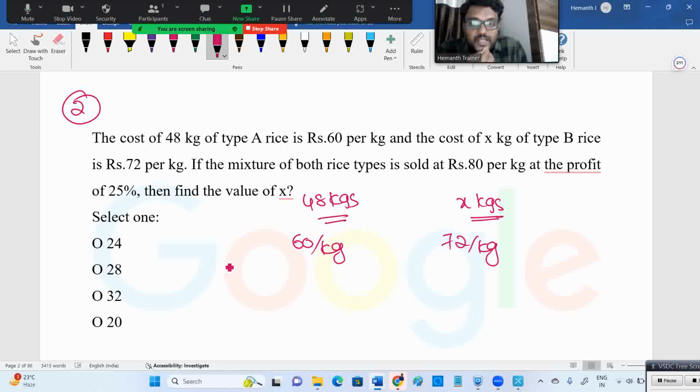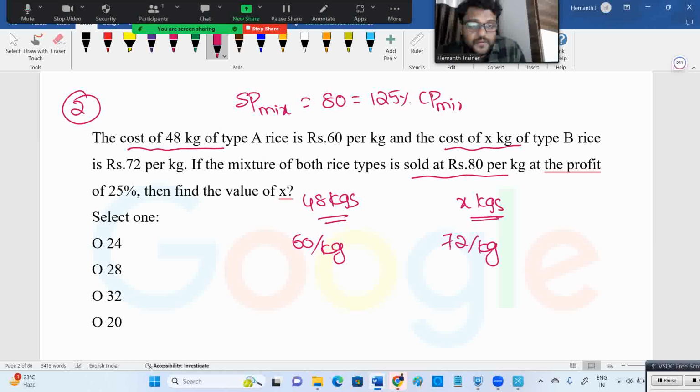But listen, these two are cost prices, but this is a selling price. They gave the selling price. We need to obtain the cost price. Selling price of the mixture is 80. See, for the first one, type A cost price is given, type B cost price is given. The mixed one's selling price is given. It's your job to convert it into cost price. Selling price is 80. Because of 25% profit, we have to write it as 125% of cost price. 125% means 125 divided by 100, which is 5 times 25 over 4 times 25.